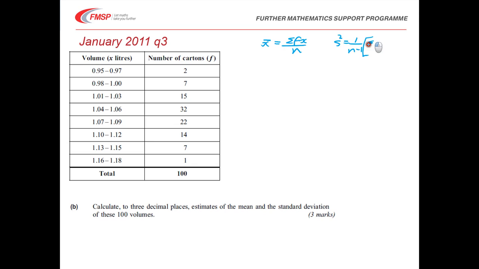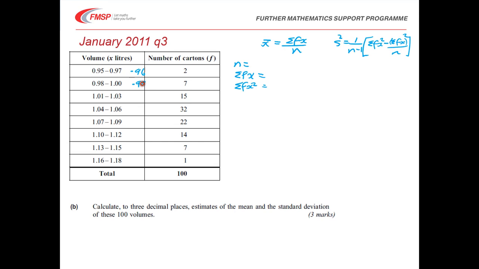Like we've just said, it's best to use this definition, sum of fx squared minus the sum of fx squared all over n. Okay, so to do this we need three values. We need n, we need sum of fx, and we need the sum of fx squared. And they've given you a hint by asking you to use midpoints.